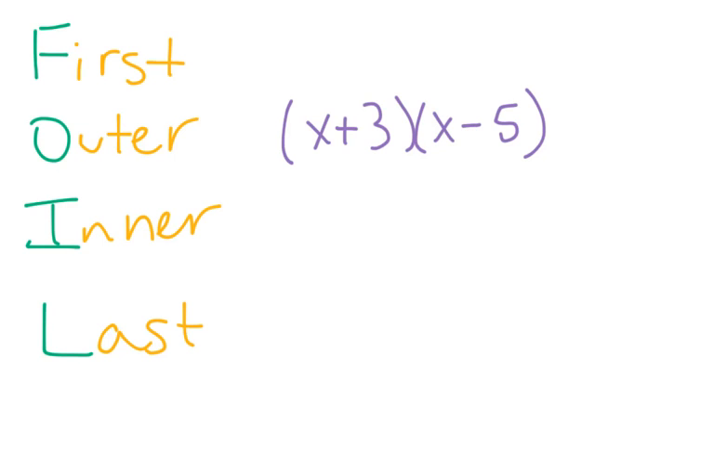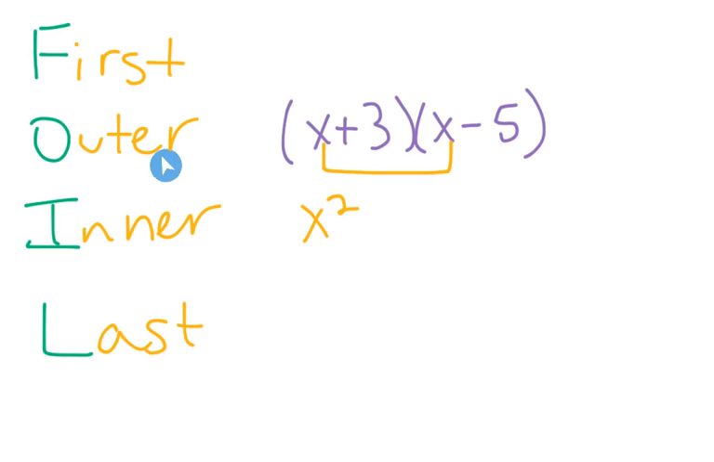If you recall, foiling is first, outer, inner, and last, and each letter represents a pair of terms. So let's look at an example. You'll see what I mean. Let's say I have (x + 3)(x - 5). First thing I'm going to do is multiply my first two terms together. So x is my first term here, x is my first term here. I will multiply them together to get x squared.